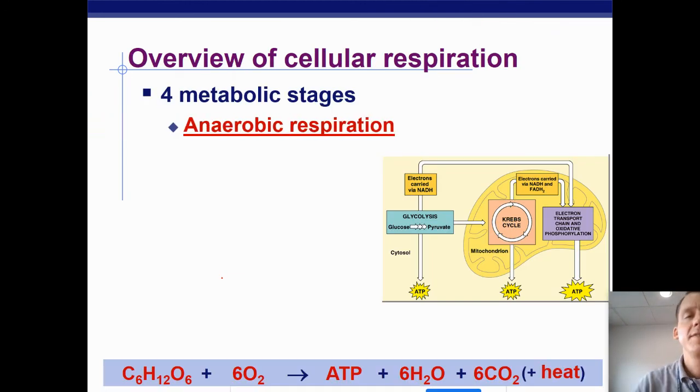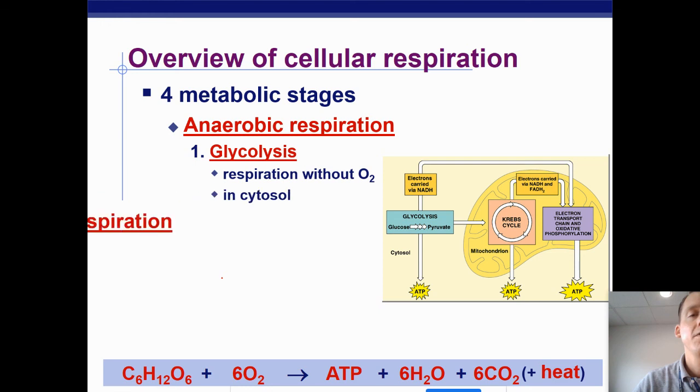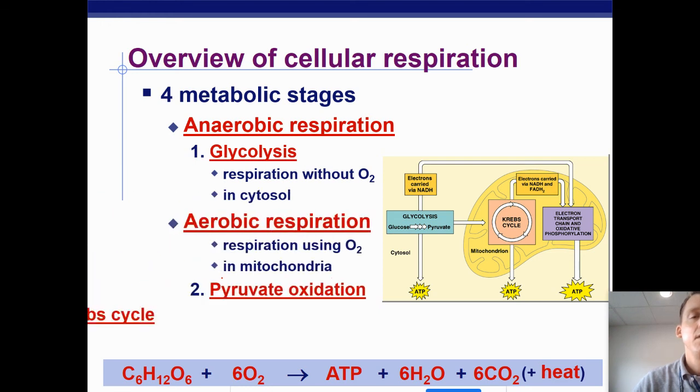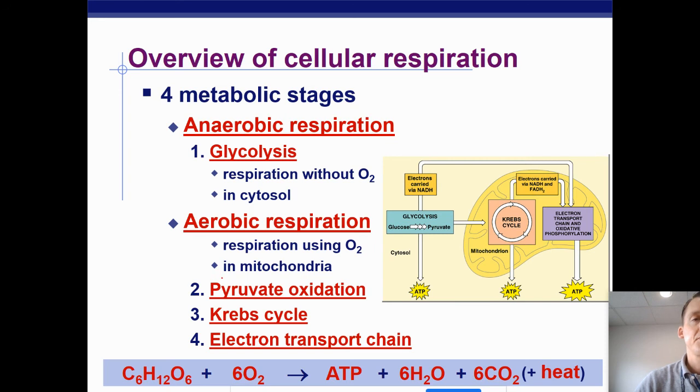Cell respiration is actually made up of 4 steps. So we have the anaerobic part. Anaerobic means without; the AN means without, and aerobic refers to oxygen. So that's the without oxygen part. First of all, we have glycolysis. Glycolysis is respiration that doesn't use oxygen, and it happens in the cytosol, so it happens just out in the cytoplasm of the cell.